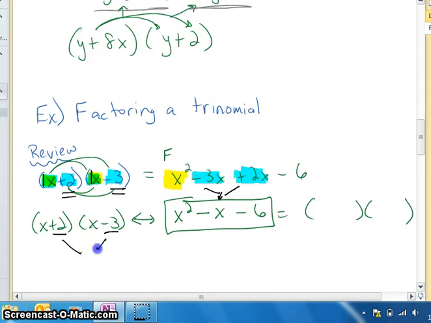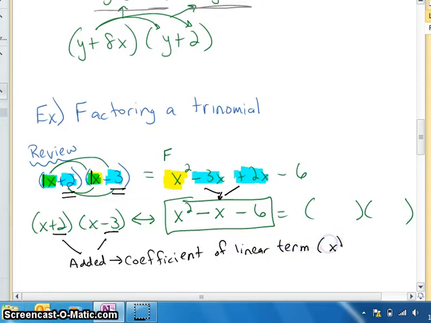So these two added give you the coefficient of the linear term, which remember is the x term.